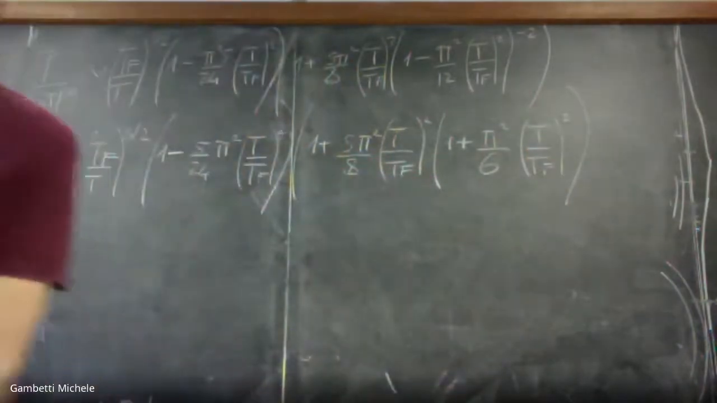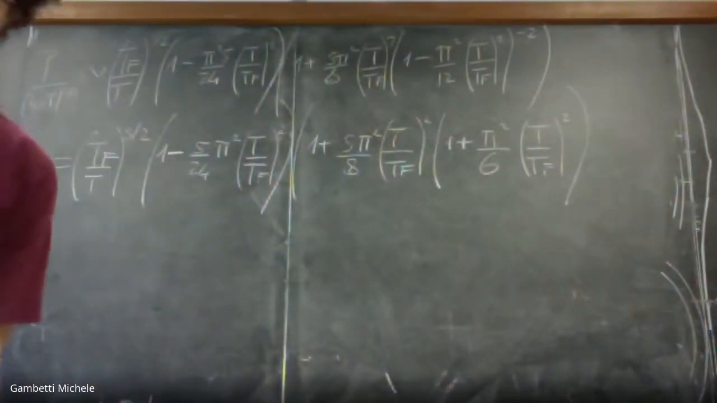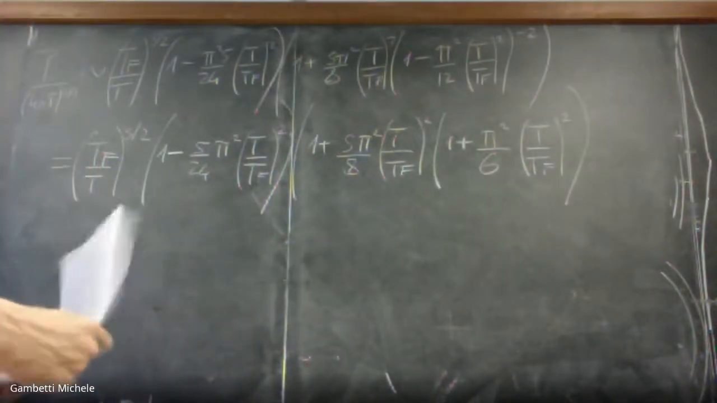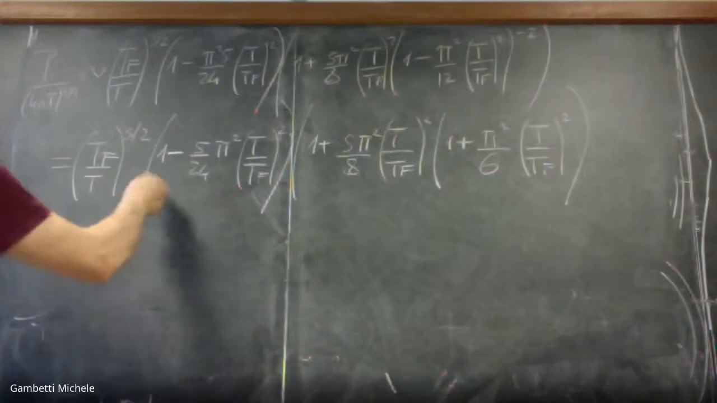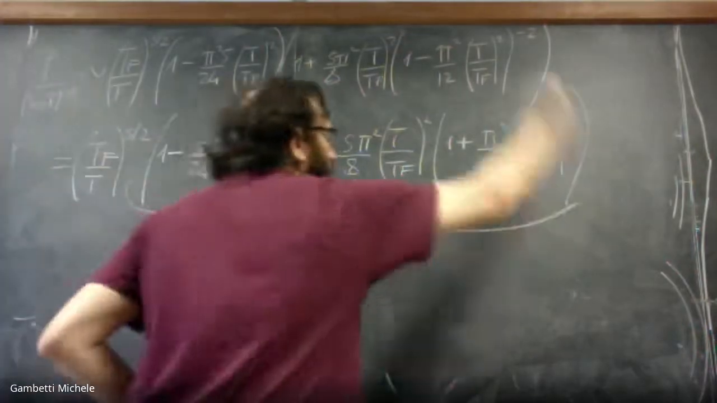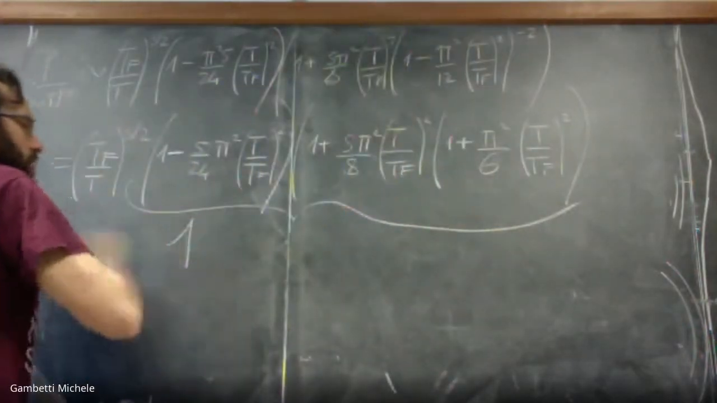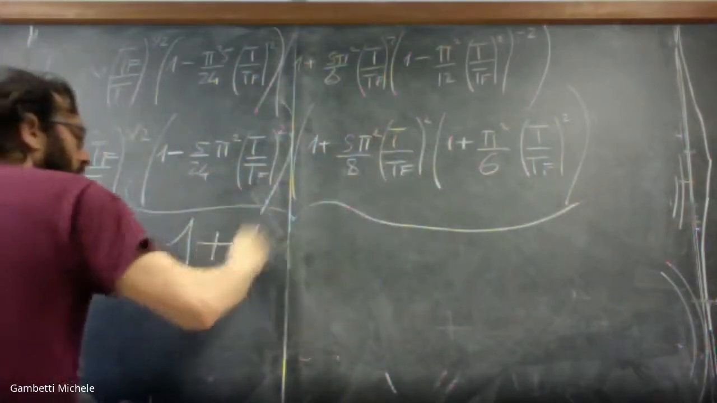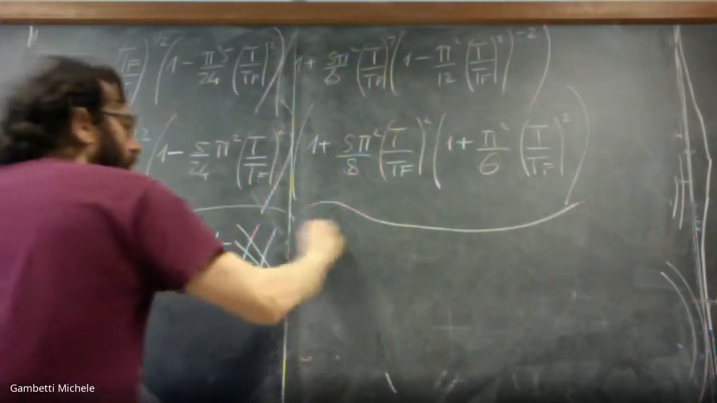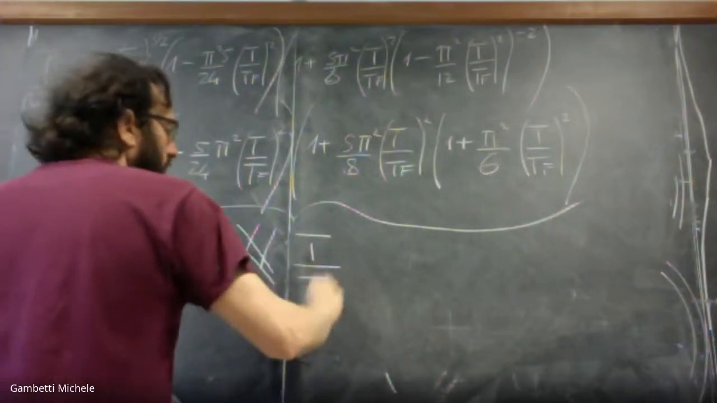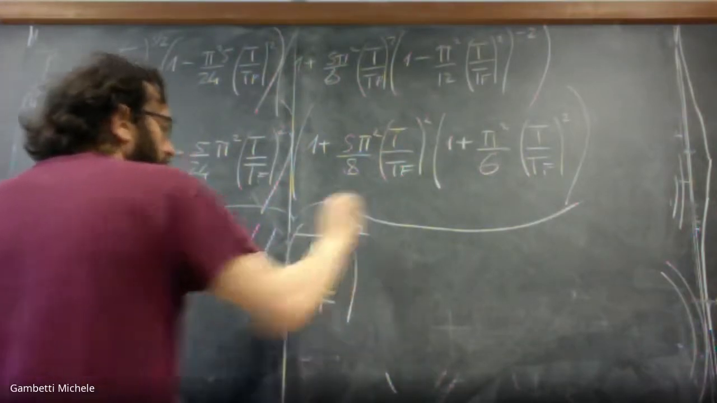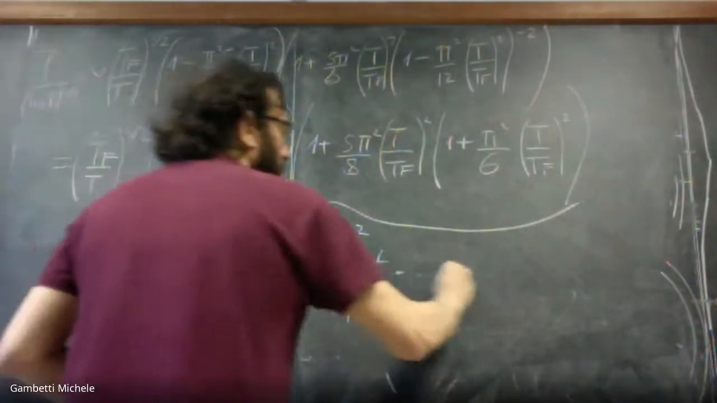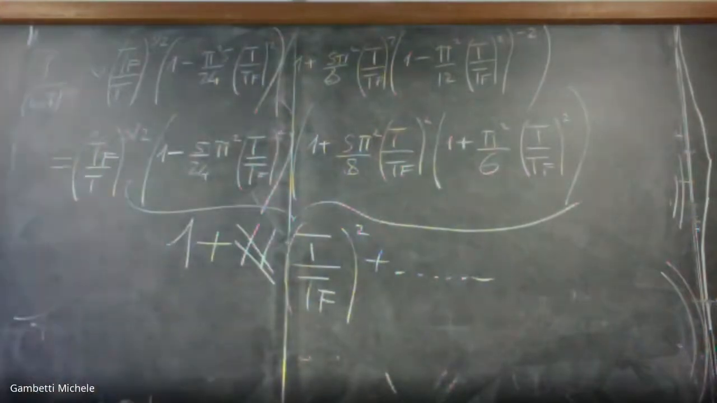Okay. Good. So now, as you can imagine, I can work out this expression that will contain a term, which is 1, plus a correction, which goes as T divided by TF squared. Okay? And you stop here. You neglect all the other terms.